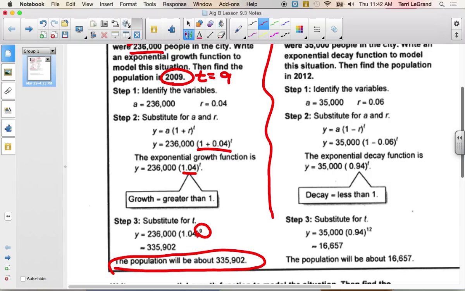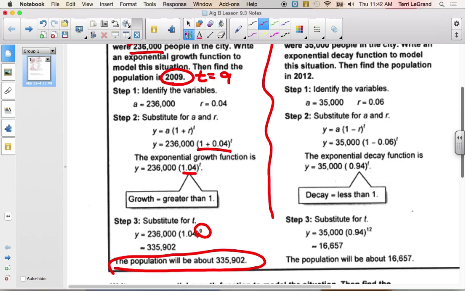Where did it start, Caitlin? Because it's decreasing. I meant increasing. The population is increasing. Where did it start, Caitlin? It started at 236,000. 9 years later, it's at 365,902. Does that make sense?